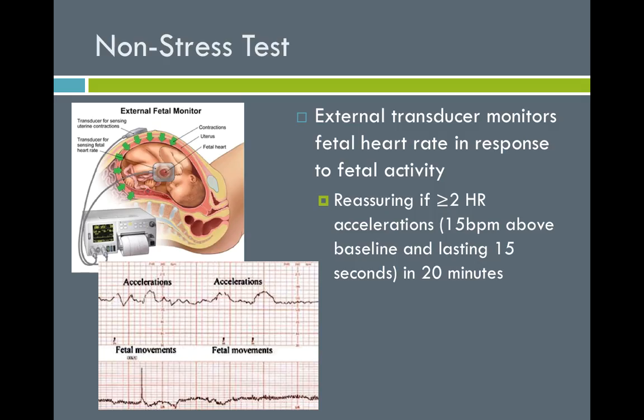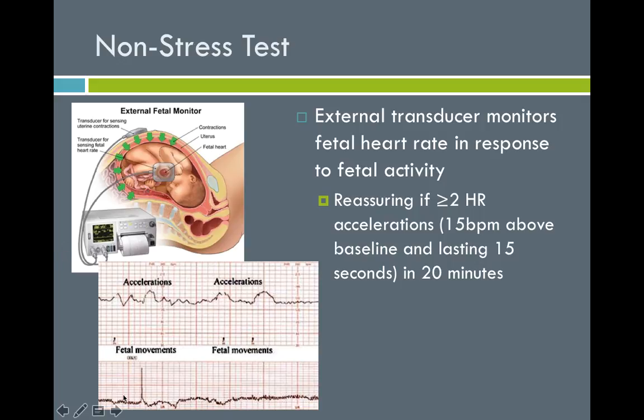A non-stress test, we'll apply an external transducer to monitor the fetal heart rate in response to fetal activity. So baby's moving around, and we're looking at the fetal heart rate as the baby's moving around. So our reassuring signs are that we see two or more heart rate accelerations lasting 15 seconds over the course of 20 minutes. We define these fetal heart accelerations as 15 beats per minute over baseline.